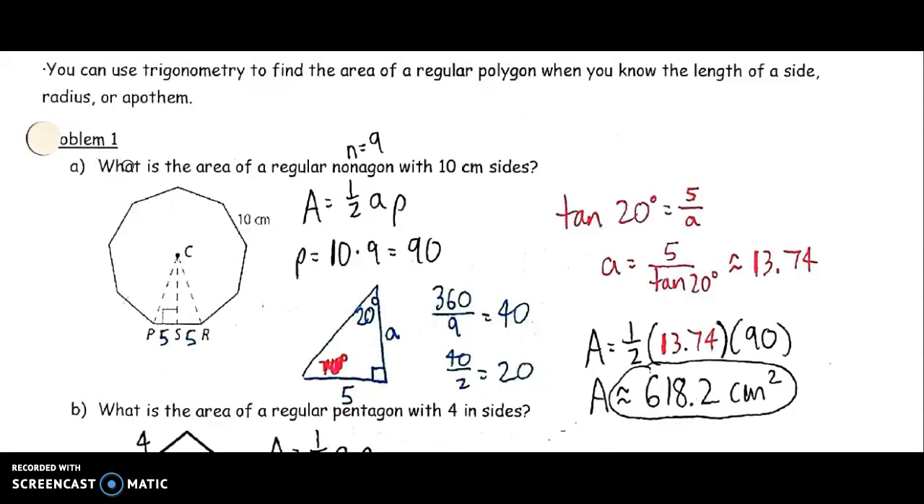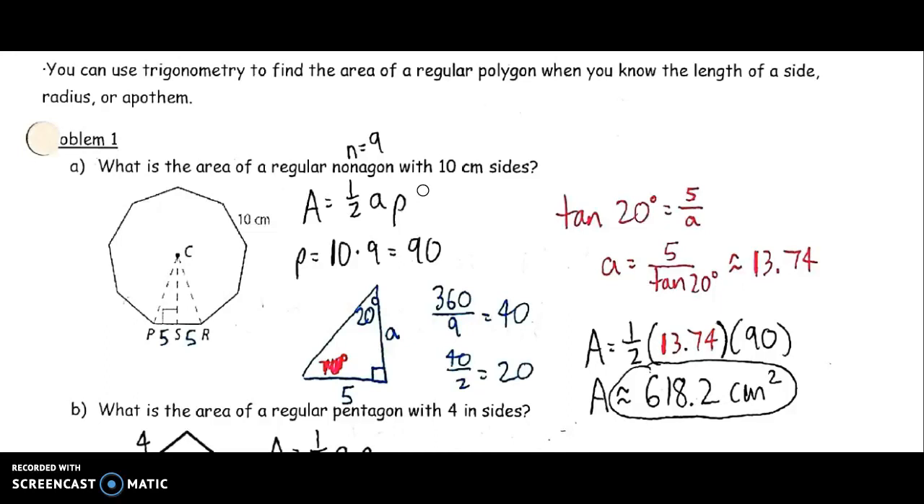First question, just as our example: what is the area of a regular nonagon with 10 centimeter sides? First part of this question, you need to know that a nonagon would have 9 sides, even if we didn't have a figure to count. Nonagon, again, meaning 9. And we know from our 10.3 section that the area of any regular polygon is still 1/2 the apothem length times the perimeter.